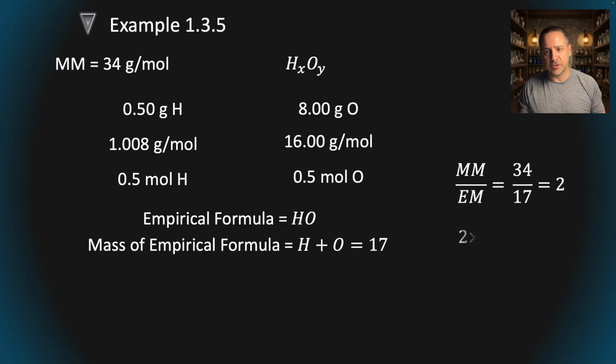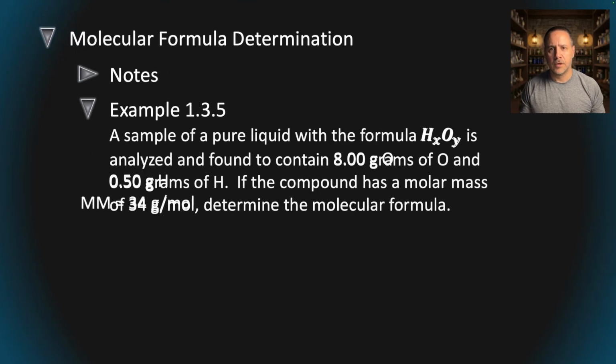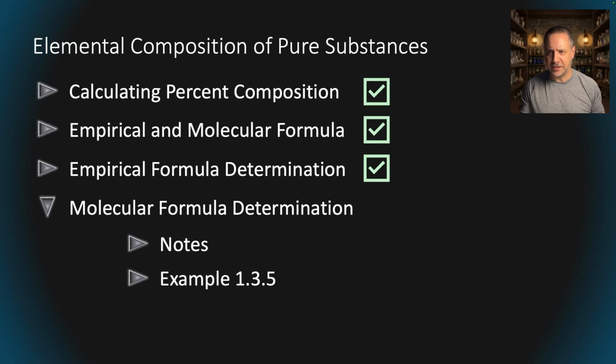If I double the empirical formula, I'll get H2O2, and that is the molecular formula. Remember that if the molecular formula has 3, 4, or 5 times the stuff in it, then the mass of that formula will be 3, 4, or 5 times as well. It just so happened that both my examples were double. It won't always be a multiplier of 2. That covers all the content for 1.3.